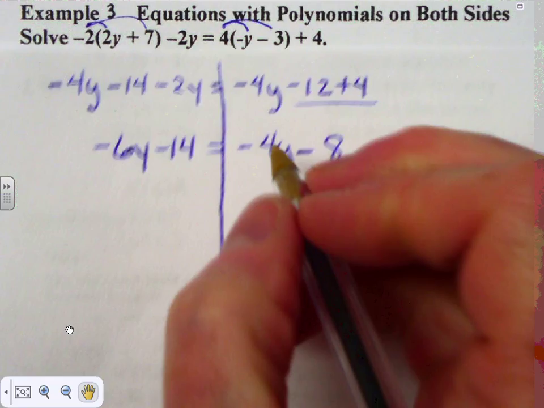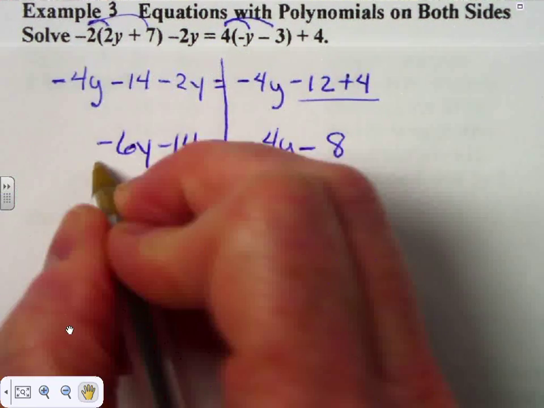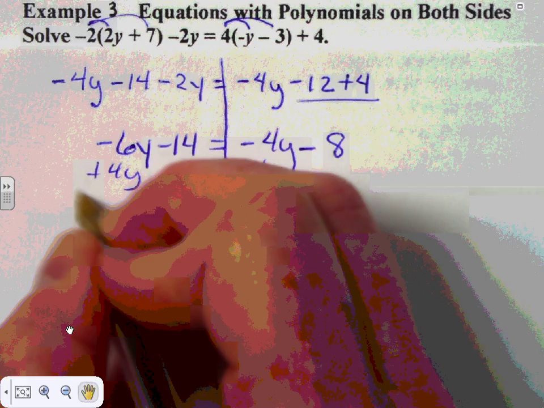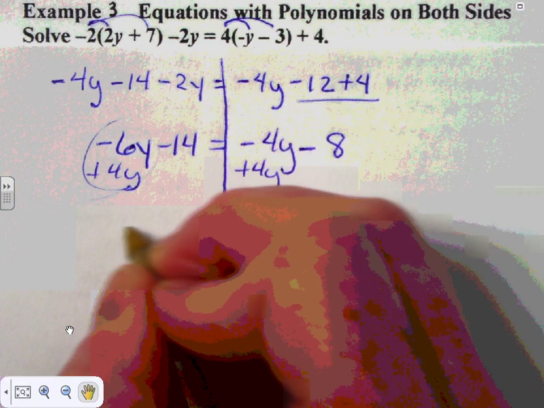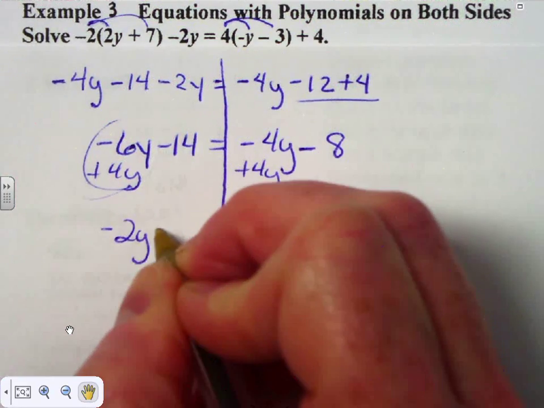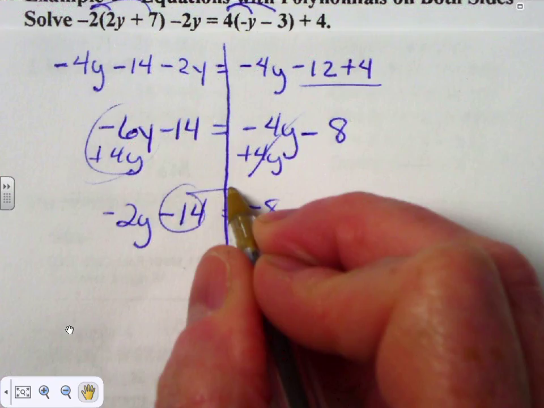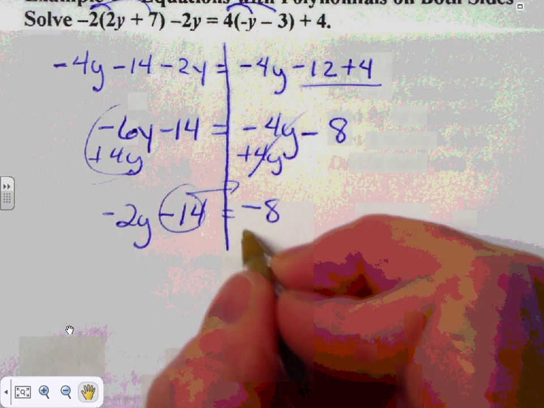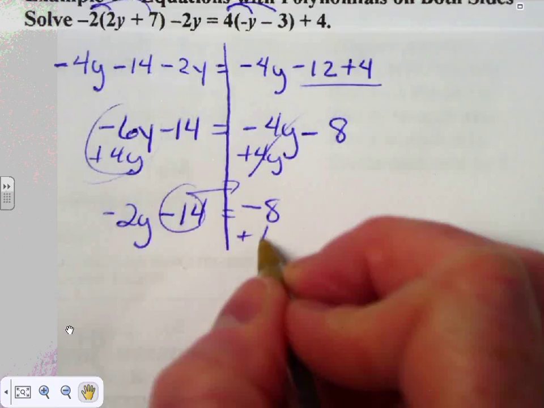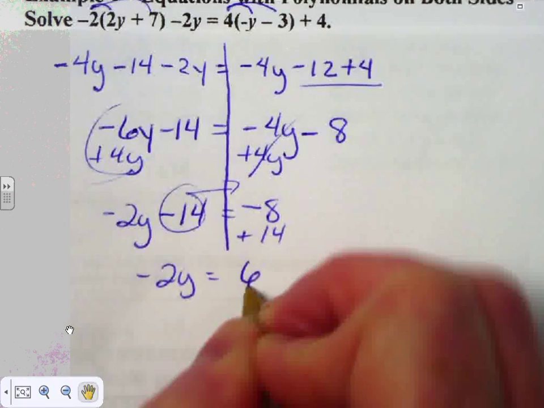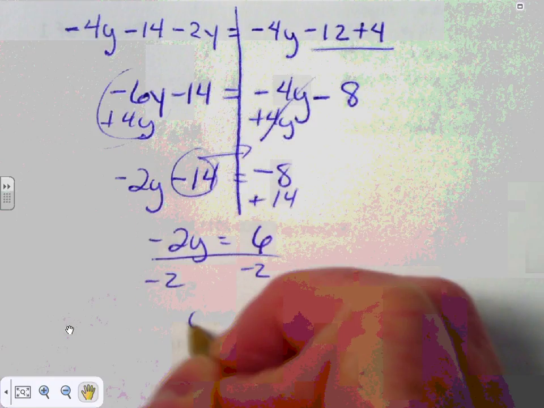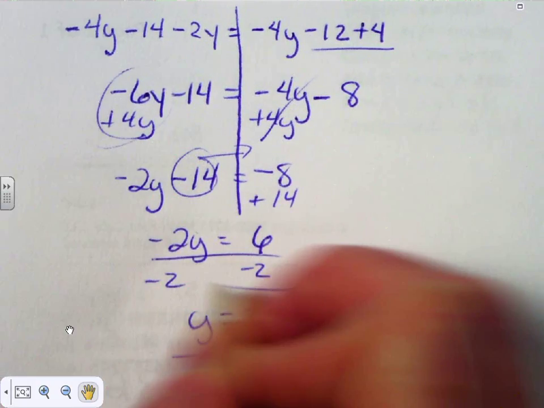I would add 4y to both sides. That becomes a negative 2y, so negative 2y minus 14 is equal to a negative 8. Adding 14 to both sides to try to get the y by itself, you get negative 2y is equal to 6. When you divide by the negative 2, you get y equals negative 3, and that's a great answer.